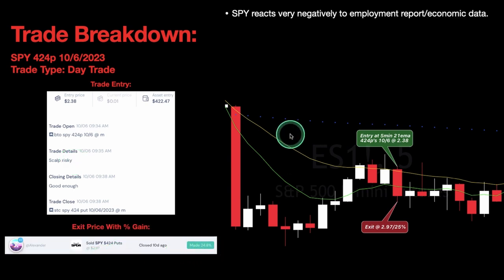So the thoughts behind this: SPY was actually reacting very negatively to the non-farm payrolls, or employment report. So this big red candle was economic data dropped at 8:30.